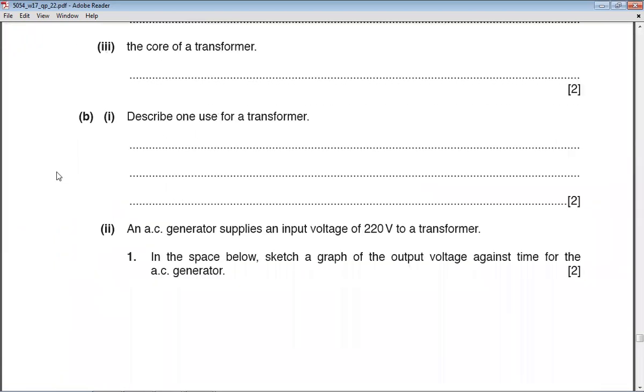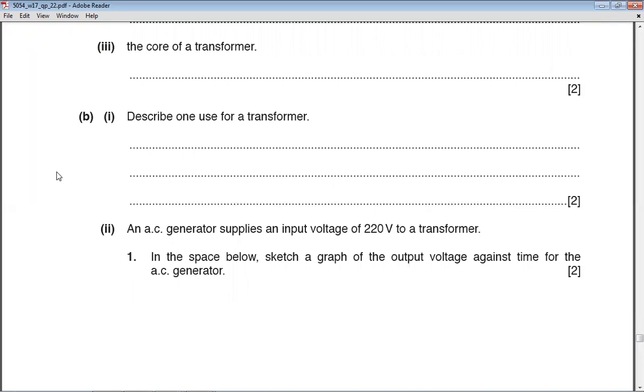It says, describe one use of a transformer. The transformer is basically used to increase the voltage, and the transformers which increase the voltage we call step-up transformers. A transformer is also used to decrease the voltage. The transformers which do this are known as step-down transformers.